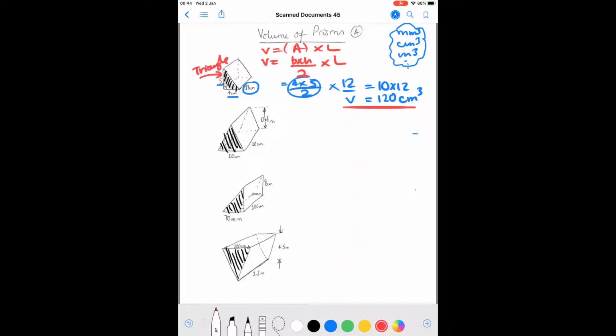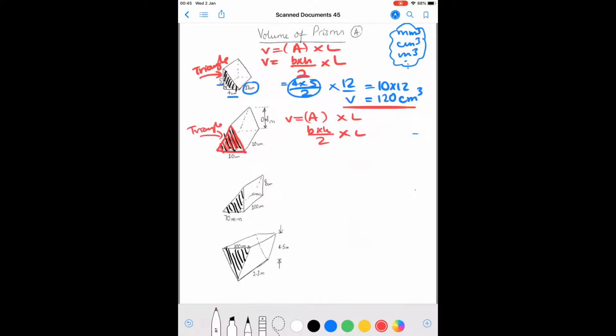Now the second question, let's get back to our red. Volume again equals the area of the front face, which is the cross section being shaded in, times by the length. So a very simple formula. In this particular question, again, we have a triangle. So we use the formula for the area of a triangle: base times height divided by 2, times the length.